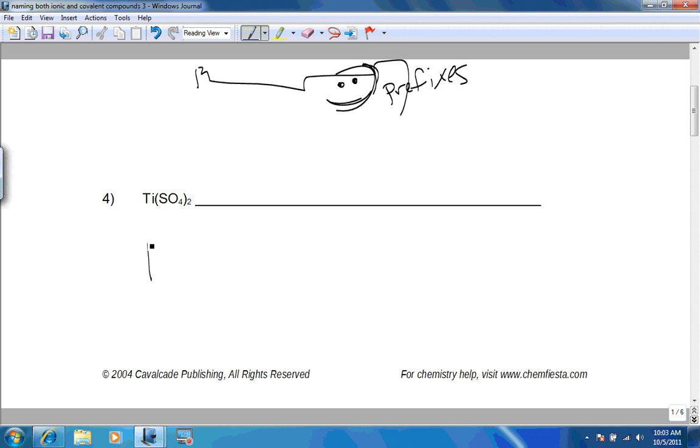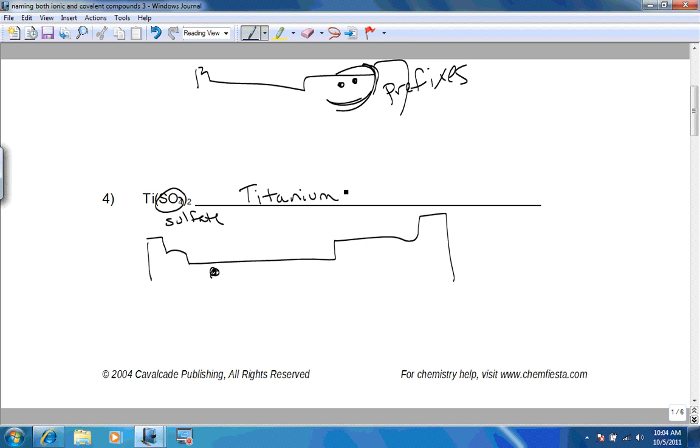Number 4, TiSO4. SO4 is sulfate. That's a polyatomic anion. That's a clue right there that it's going to be an ionic compound. Titanium is right here on the periodic table. Notice you cannot look at the periodic table and determine the charge of titanium. That means that we are going to need Roman numerals in the name, so that way somebody else can figure it out. The sulfate, SO4 sulfate. I left a space there specifically for Roman numerals.